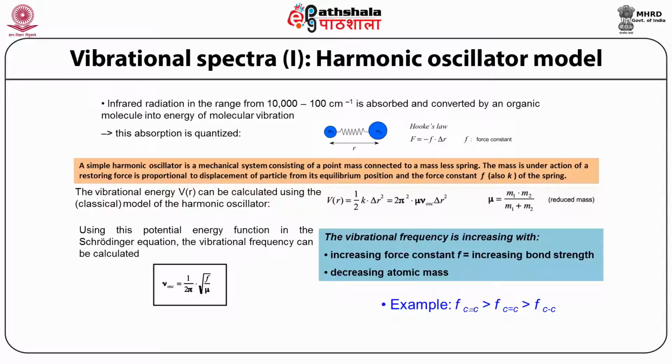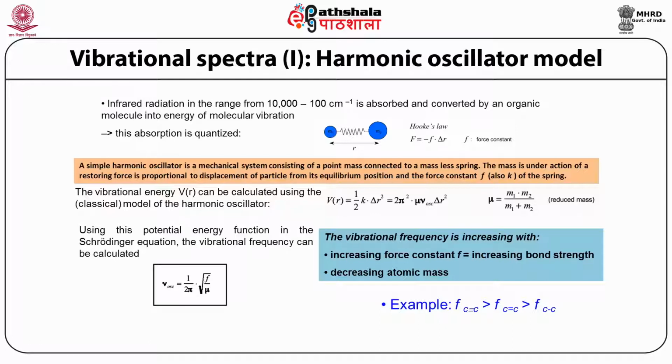The vibrational energy can be calculated using the classical model of the harmonic oscillator, given as V(r) equals half k delta r squared, equals 2 pi squared mu nu squared delta r squared, where mu equals m1 into m2 divided by m1 plus m2. The vibrational frequency generally increases with increasing force constant, increasing bond strength, and decreasing mass.